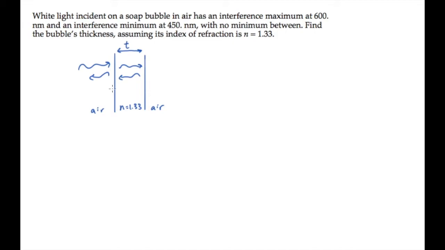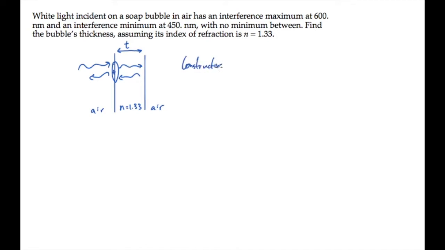Before we can write the interference conditions, we need to count the number of phase shifts. On the first surface, the air-bubble interface, there's a phase shift because the index of refraction for the bubble is larger than for the air. But on the second surface, when the wave is reflecting off the bubble-air interface on the back, there's no phase shift because the index of air is less than the index of the bubble.